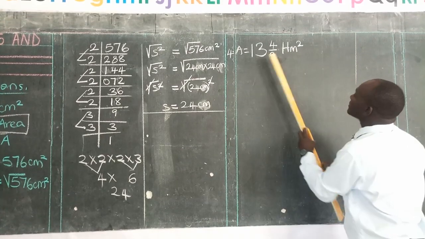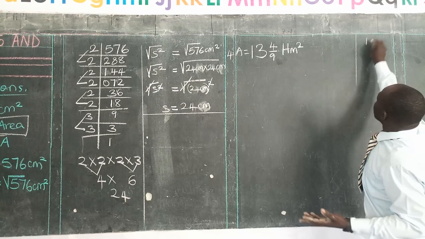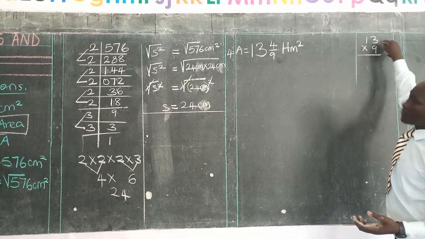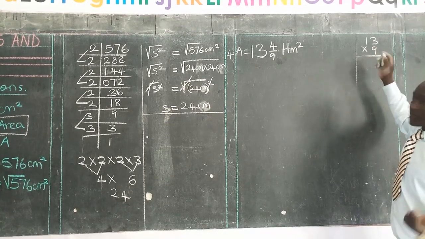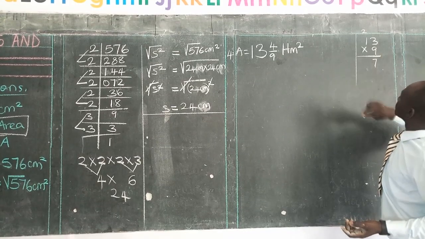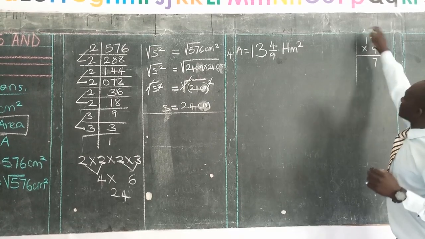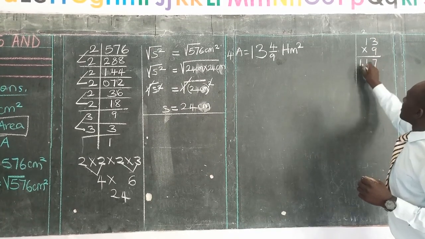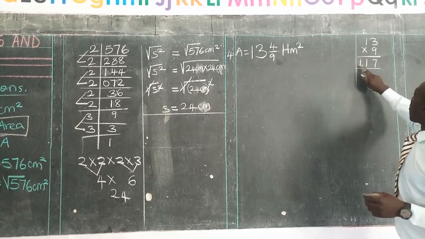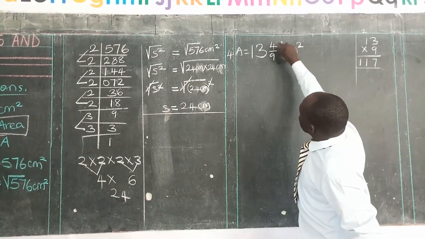And that is 13 times 9. How do I get that? Let me have 13 times 9. 9 times 3 is 27. I will have 7 and regroup 2. 9 times 1 is 9, plus my 2, that will give me 11. That means 13 times 9 is equal to 117. But remember, we have this numerator.